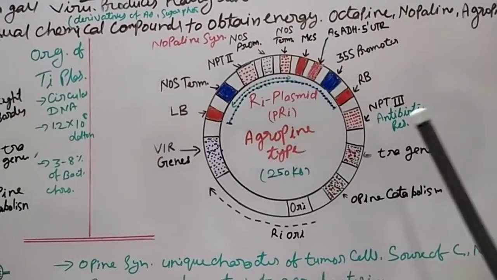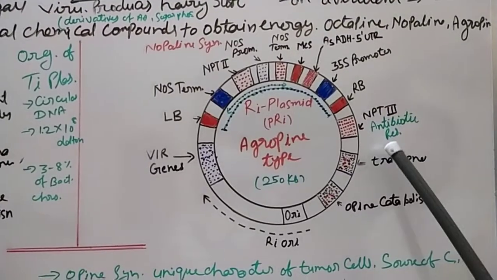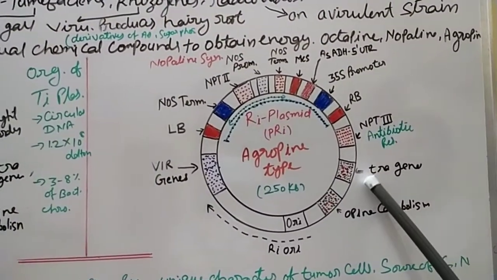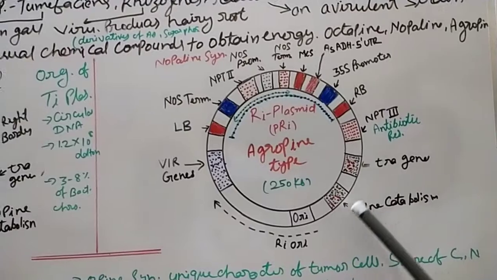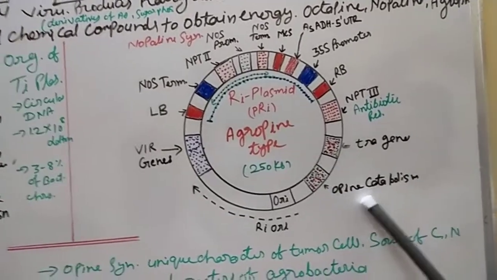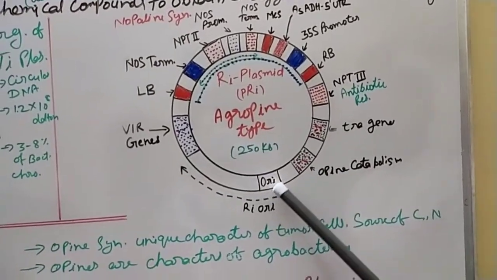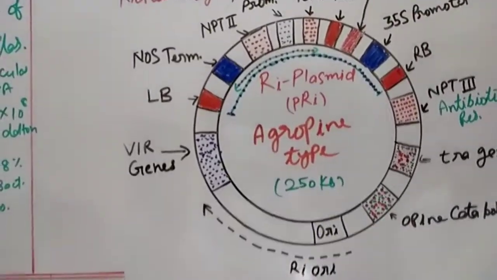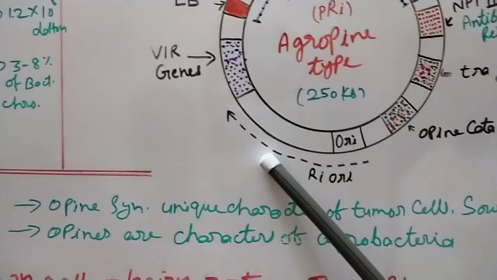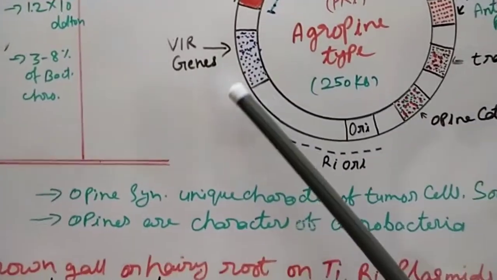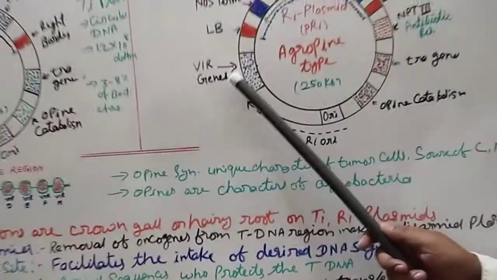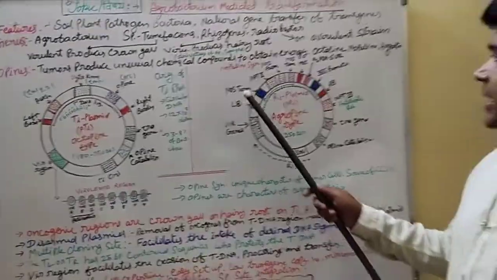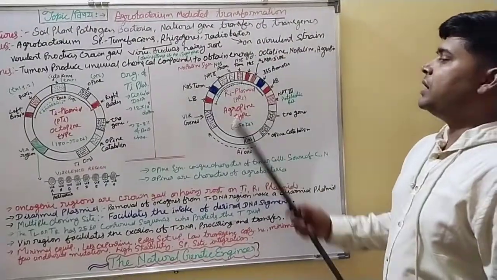Apart from the tDNA region, the NPT3 antibiotic resistance gene is there. Downward this side are the TRA genes for conjugal transfer, then the opine catabolism gene, and finally the ORI gene beside the opine catabolism. This is the direction of the origin of replication of the plasmid, and this comprises the same structure as the Ti plasmid, and it comprises the structure of an Ri plasmid.